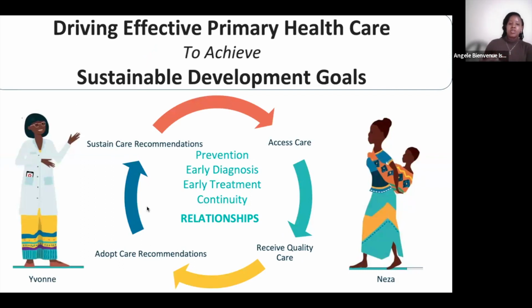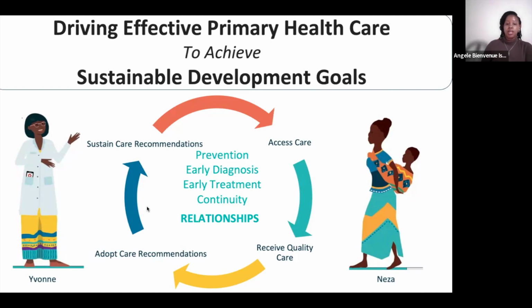Primary healthcare is often seen as a pathway to achieve the Sustainable Development Goals, as many speakers who spoke before me have mentioned. But how does this work? In primary care, the approach is that it includes prevention, early diagnosis, early treatment, and the continuity of care. So what can we do to make this approach successful?